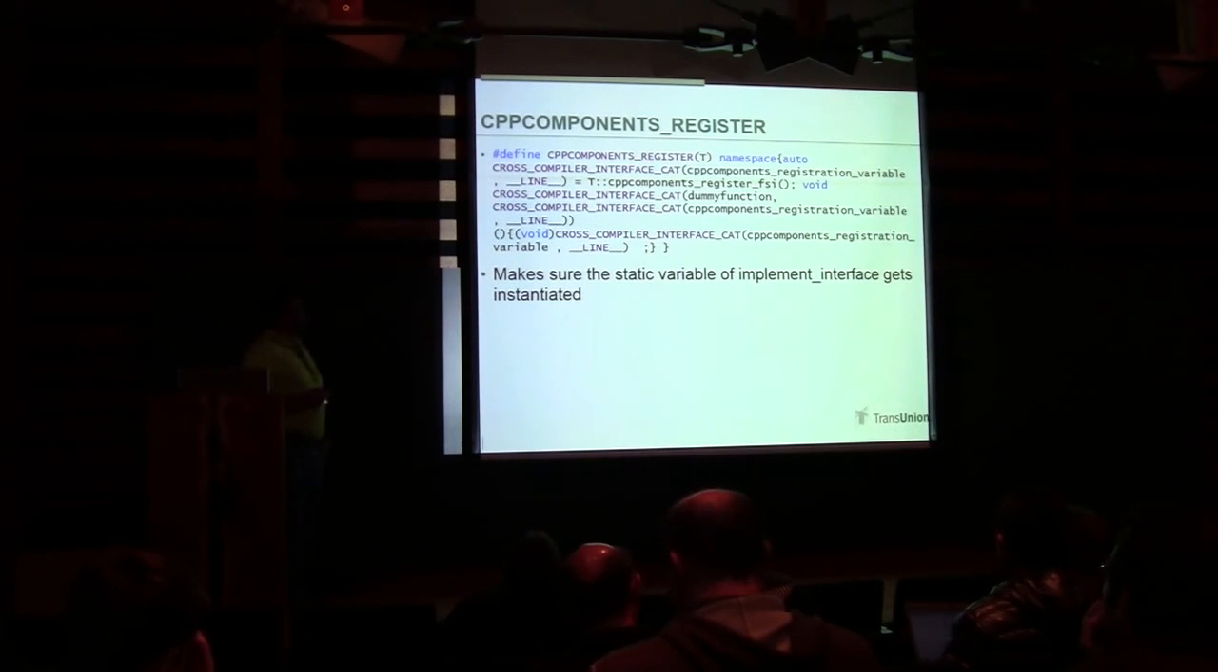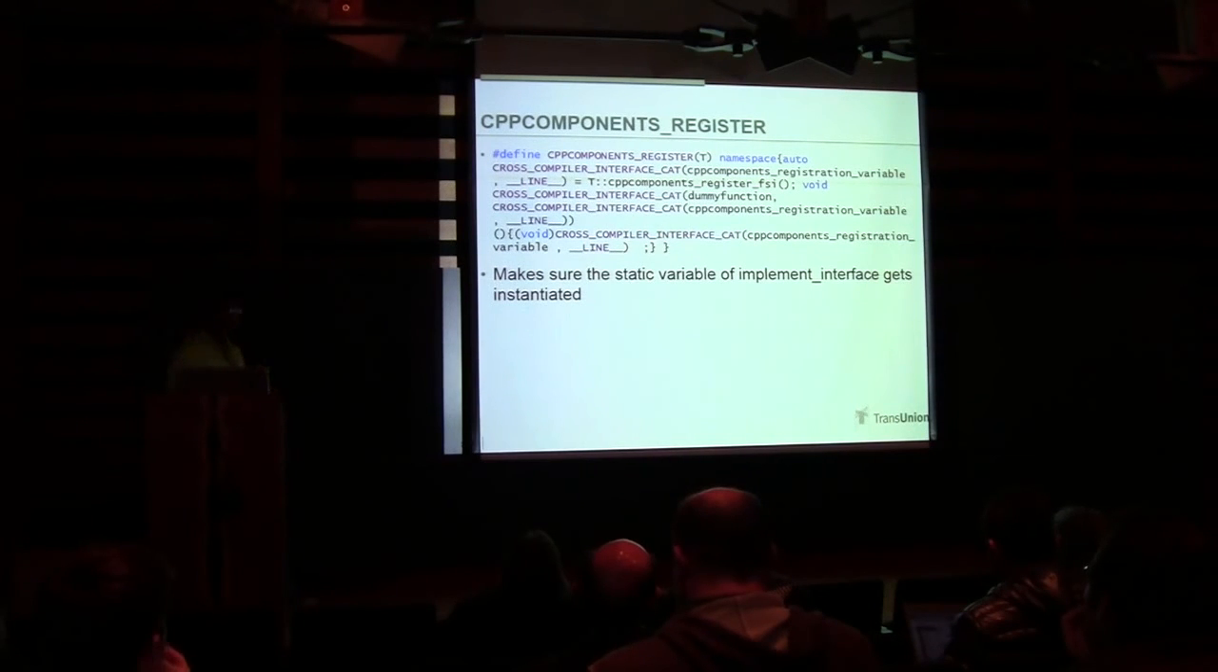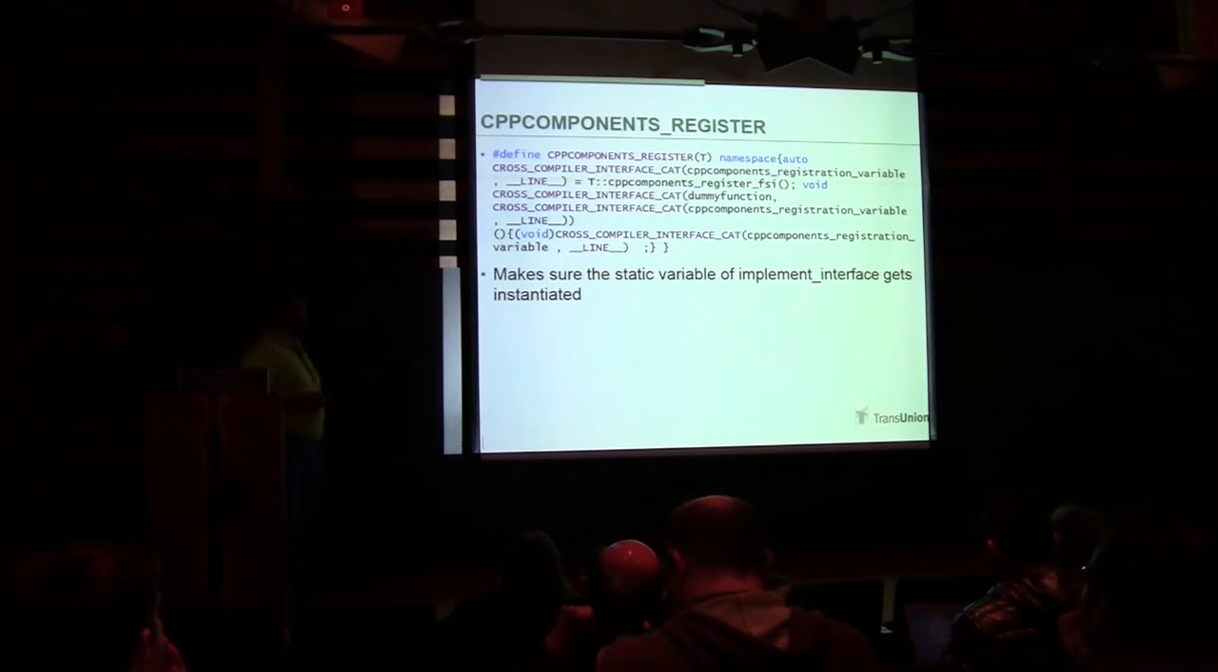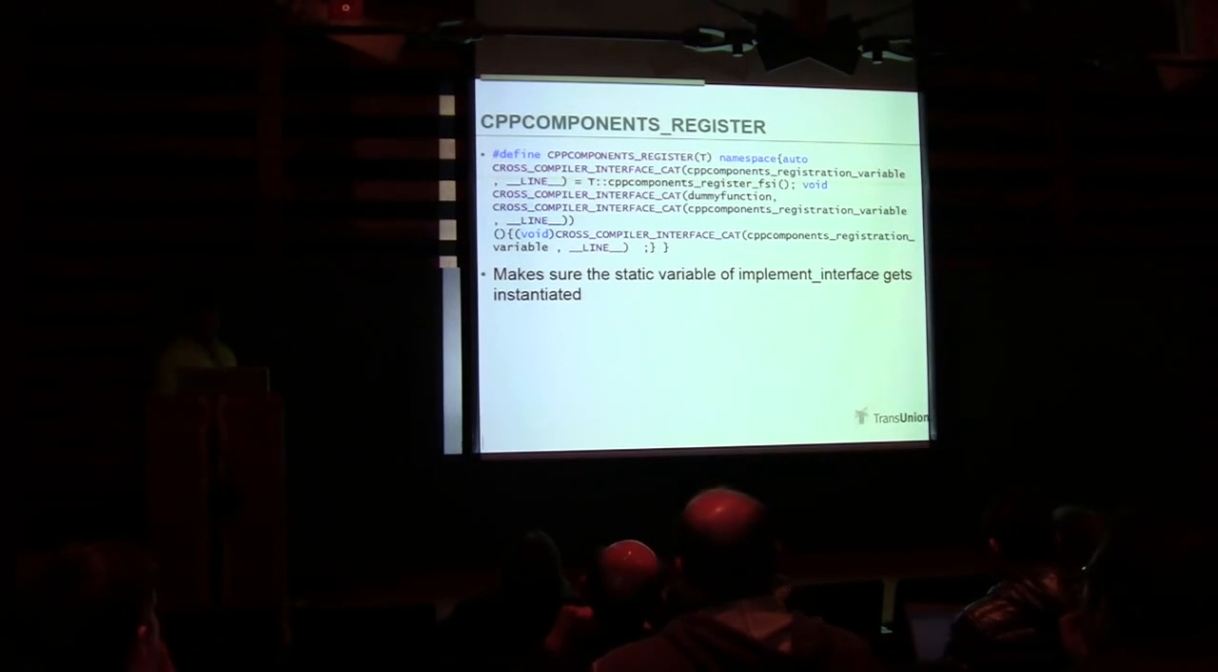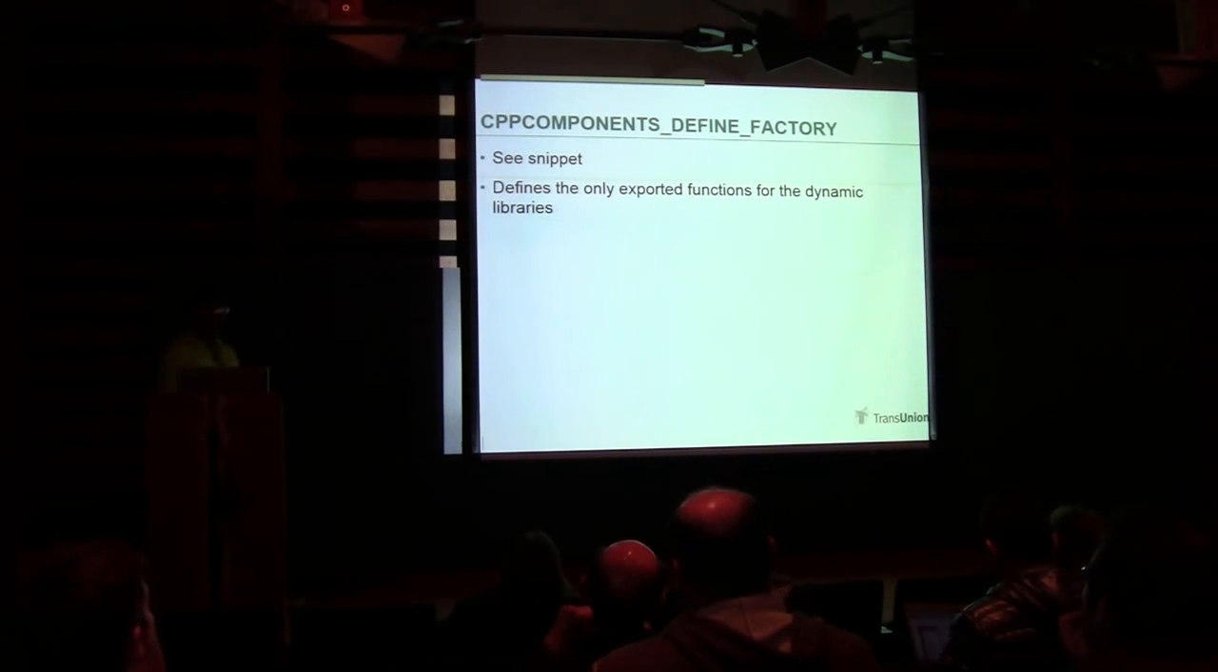So then we had the macro CppComponents register. So basically all it does is create in an anonymous namespace this variable that'll never be used and a function that'll never be used, basically to force the static variable implement interface to get instantiated. Otherwise it doesn't get instantiated and then the constructor never registers it, so we don't know that it's there. Any question?